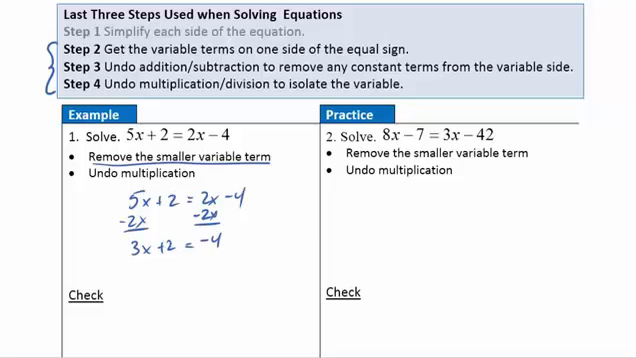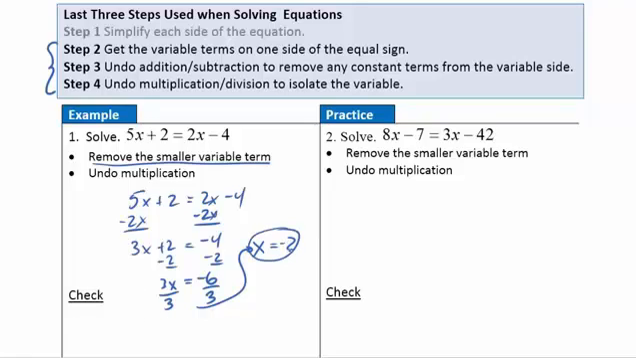Now I'm going to undo the addition on the variable side. So 3x equals negative 6, and then I'm going to divide by 3. Then x is going to be equal to negative 2.